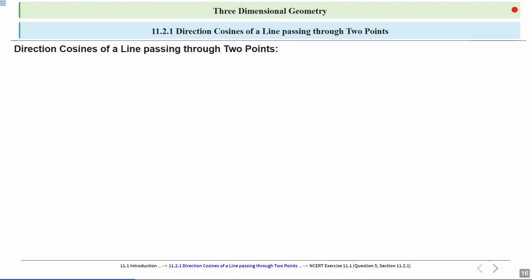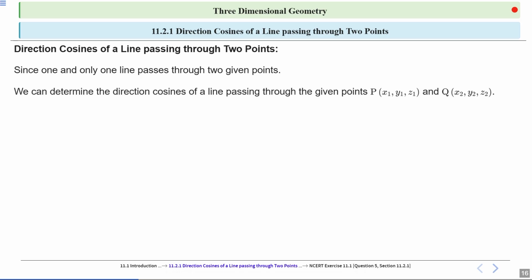Now we will look at the direction cosines of a line passing through 2 points. First, remember that through any two given points there is exactly one straight line that can be drawn. This is a fundamental property in geometry, and it's important because it means the direction of the line is uniquely determined by those 2 points.